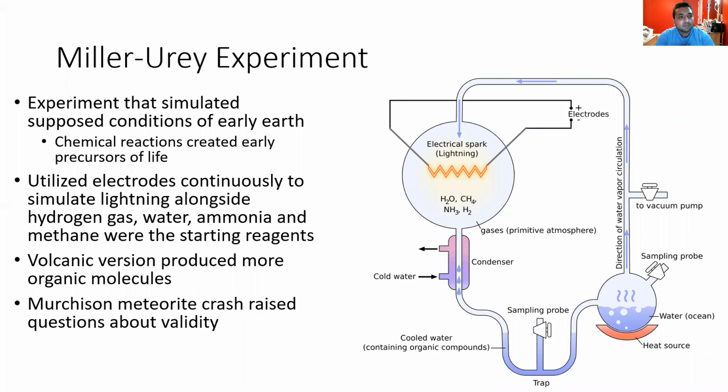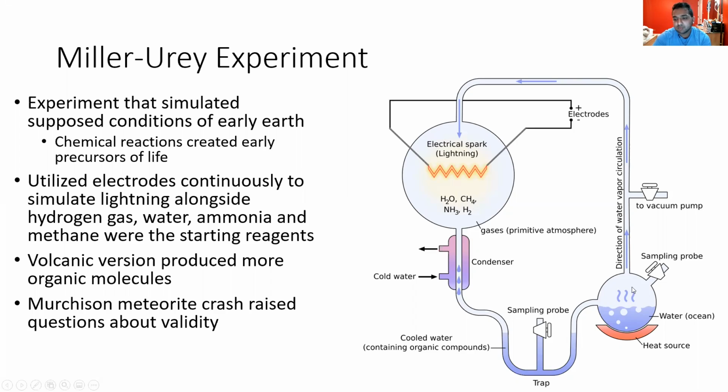So I think one of the most important experiments is the Miller-Urey experiment. The basic idea is they were trying to simulate the early conditions of Earth and see if they could create amino acids or basic biological molecules. So what they did was they first simulated lightning using this electrode with water vapor, methane gas, ammonia gas, and hydrogen.